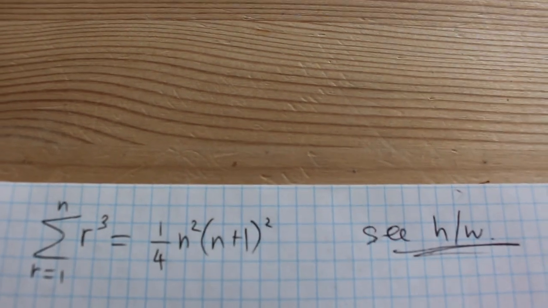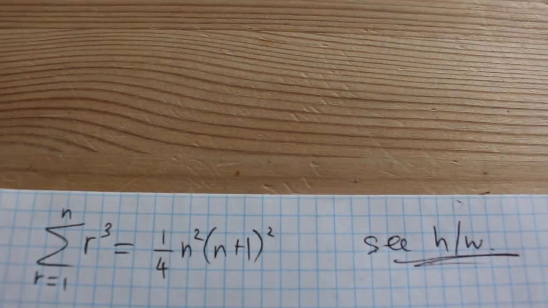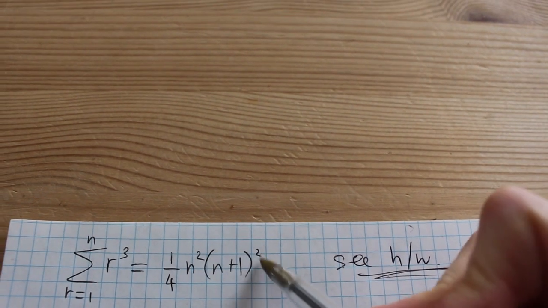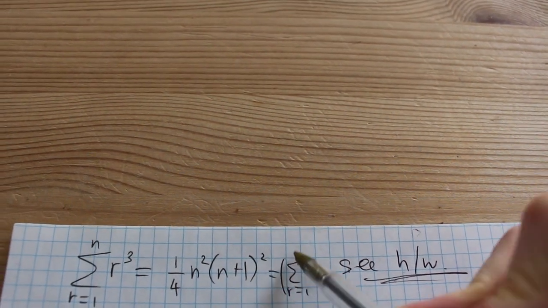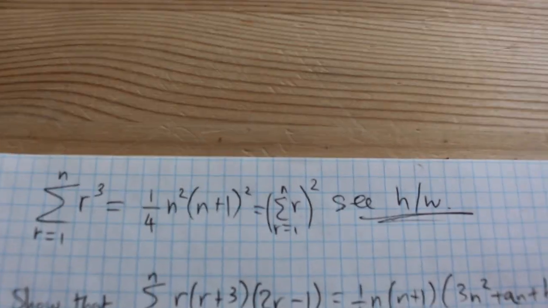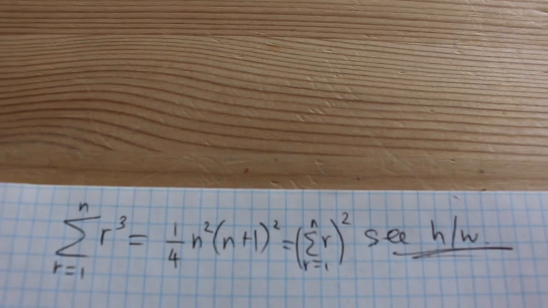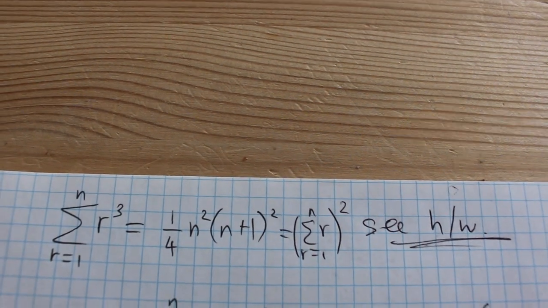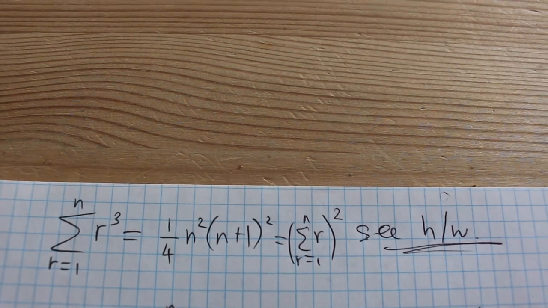Okay, and notice also that this is the square of the sum from r equals 1 to n of r. So that's quite nice. Is that a coincidence? The answer is no, not really. Again, see the homework for some interesting questions about this.